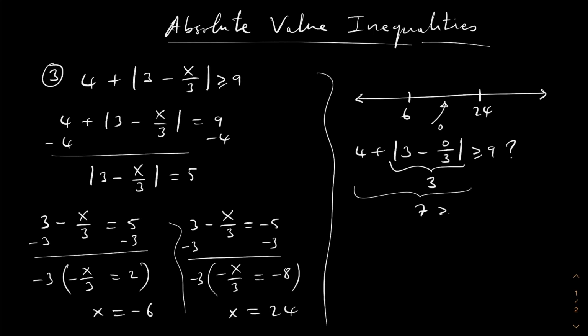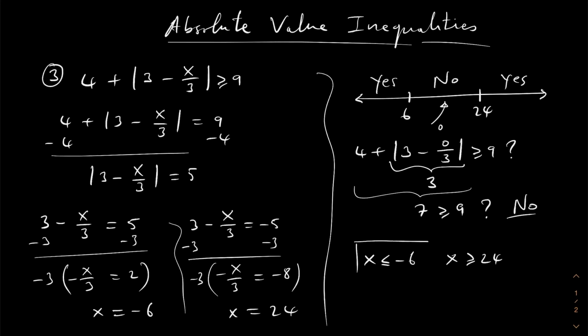And so you have here 7 bigger than or equal to 9, which is not true, which means that our middle region here is gone, which means that our first region and third region should be okay if we alternate. And so our final answer here should be that x has to be less than or equal to negative 6, or x has to be bigger than or equal to 24. Also notice here that if your original inequality has an or equal sign, then your answer should also have an or equal sign. So that's it, and I will see you guys next time.